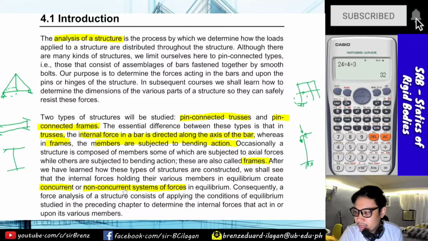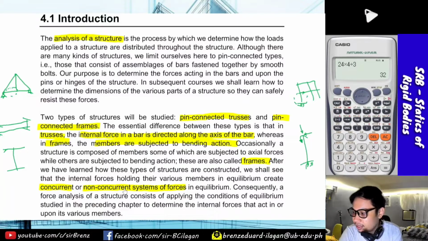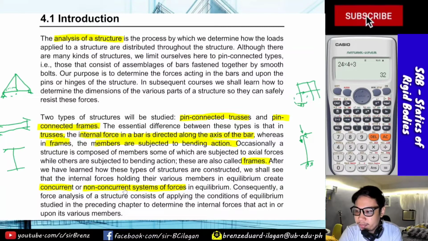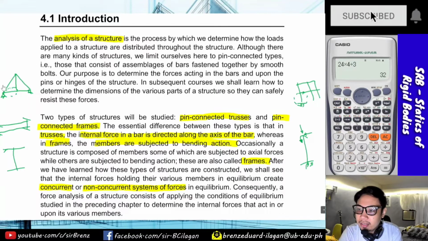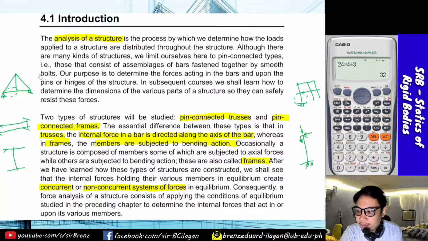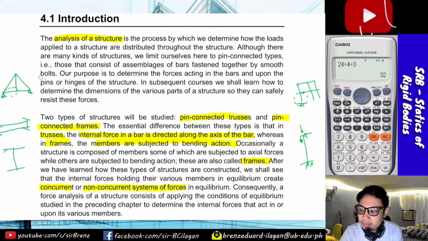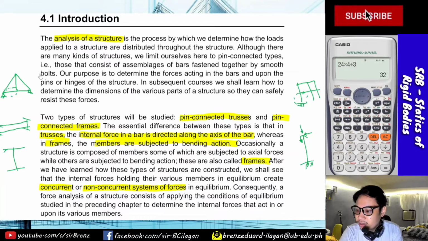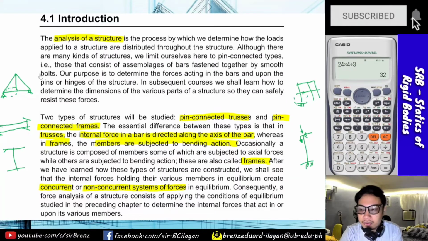Okay, so consequently, a force analysis of a structure consists of applying the conditions of equilibrium studied in the preceding chapter to determine the internal forces that act in or upon its various members. So ang objective nga natin dito guys is to determine yung mga forces na nag-a-act sa bawat member ng isang structure. Okay? So with that, papasok dyan yung principle or yung application na natutunan natin dun sa equilibrium of force system. So nandyan yung concurrent and non-concurrent system.